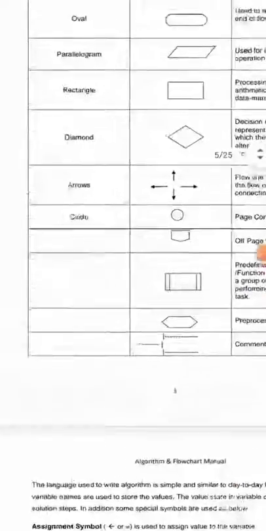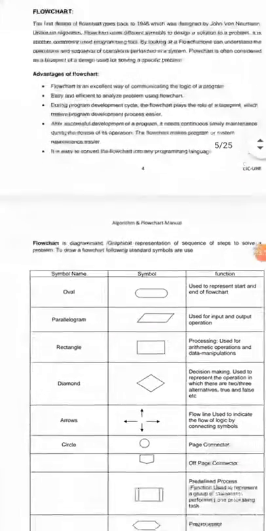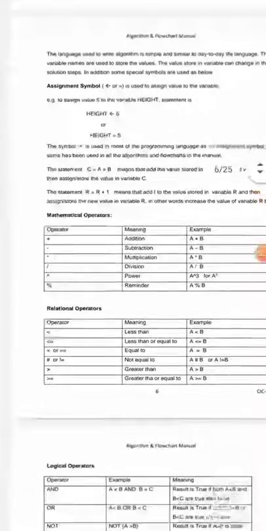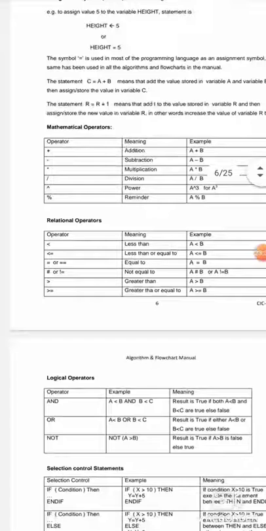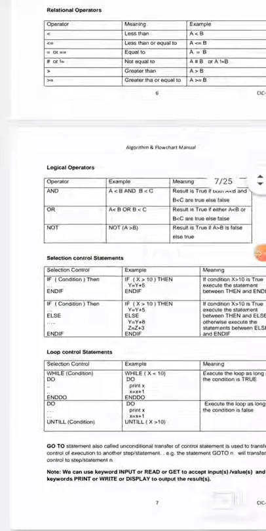So let us go back to what we have discussed today. Regarding flowcharts, we have discussed the meaning of flowchart and the advantage of writing flowcharts. At the same time we have seen the various symbols we use while writing flowcharts, and the meaning as well as the major function of each box. Along with that we have covered mathematical operators, relational operators, logical operators, and selection control statements as well as loop control statements.